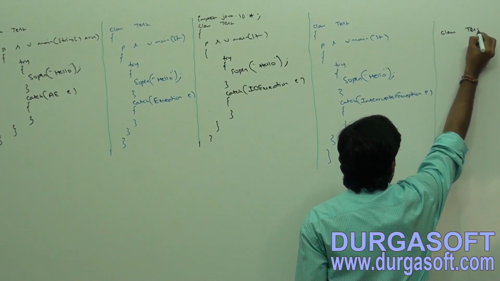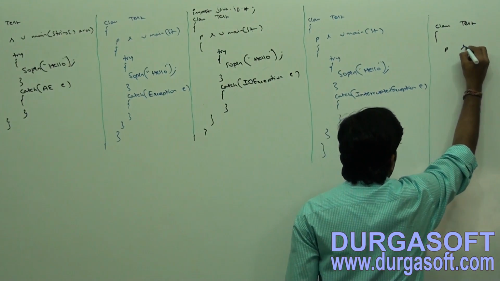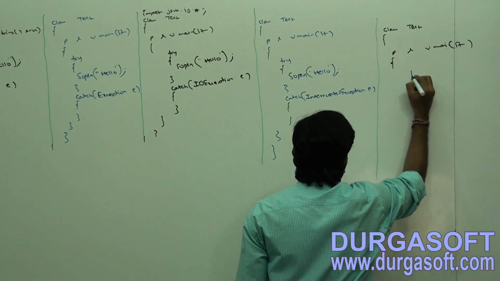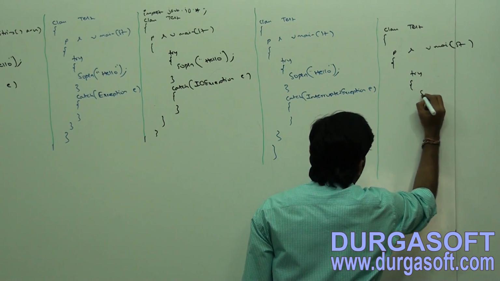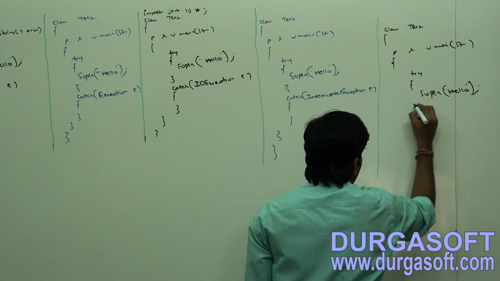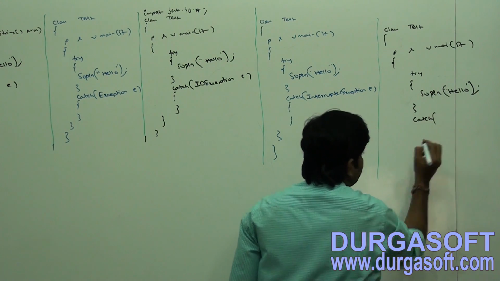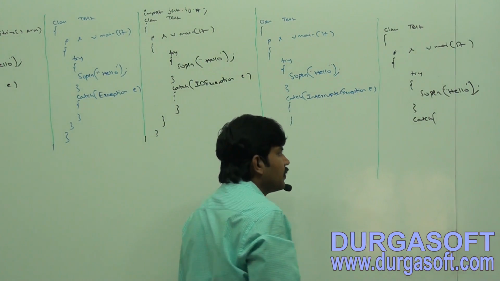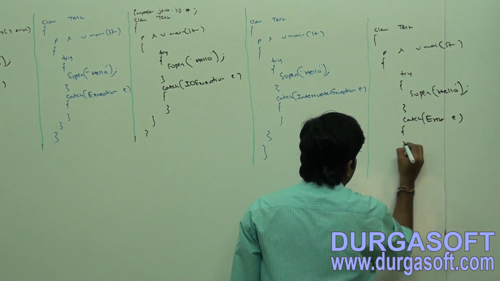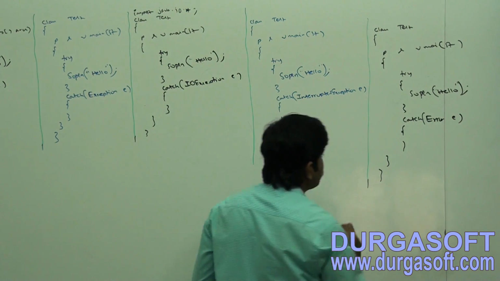class Test I am taking. public static void main, String array args. try, System.out.println of hello. catch block, Error I am taking. Error, like end of this one, end of this.